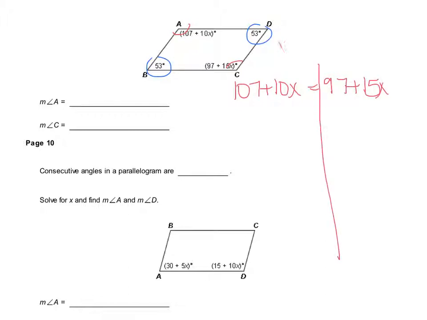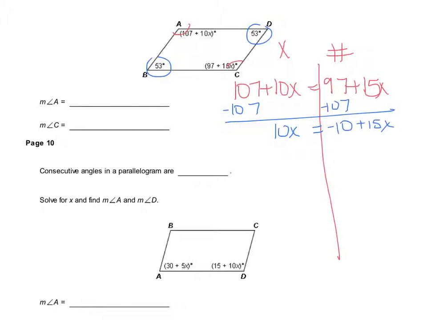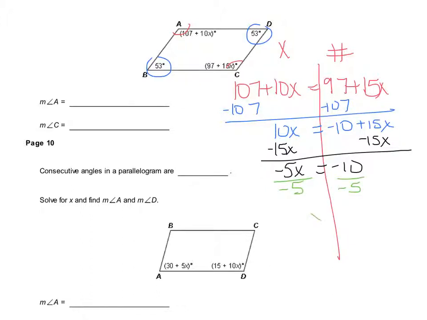Again, I can solve for x, which means I want x's on one side and my numbers on the other. So the first thing I'm going to do is subtract 107 from both sides. So I get that 10x is equal to negative 10 plus 15x. Then I can subtract 15x from both sides because, again, I need all my x's on the left. So I now know that negative 5x is equal to negative 10. And the last thing I need to do is divide both sides by negative 5. Negative 10 divided by negative 5 is 2.